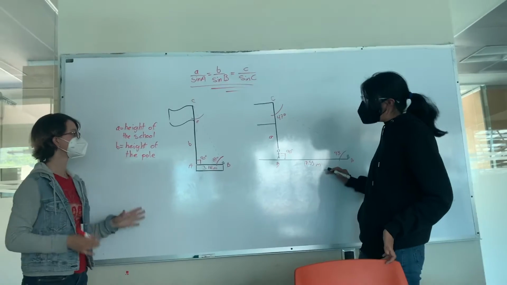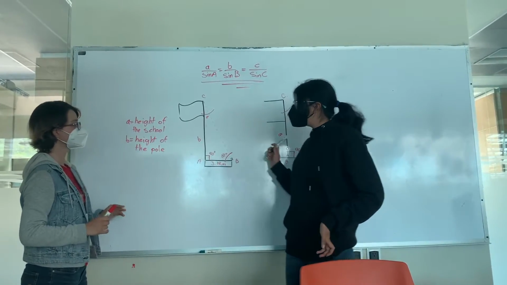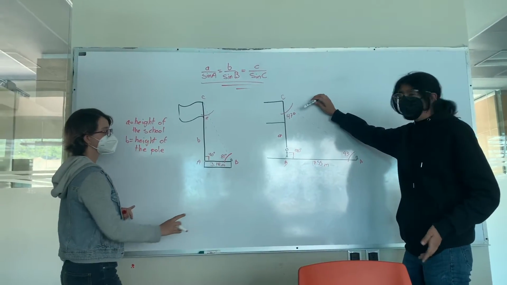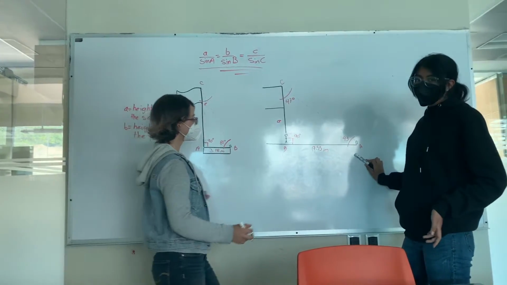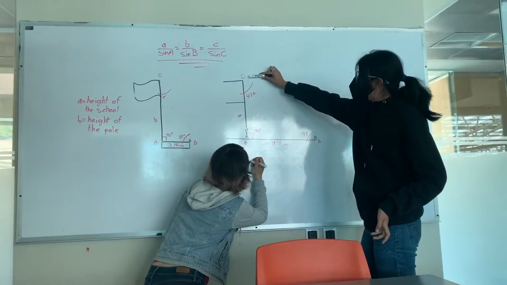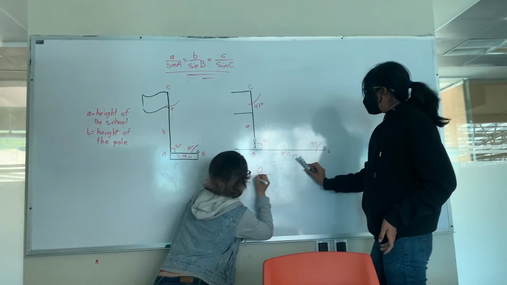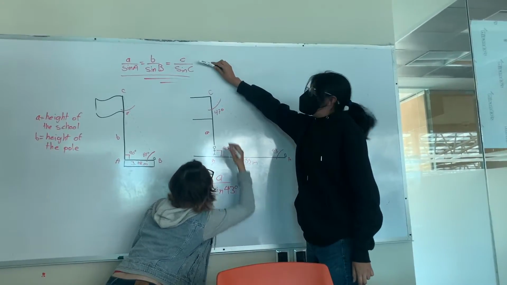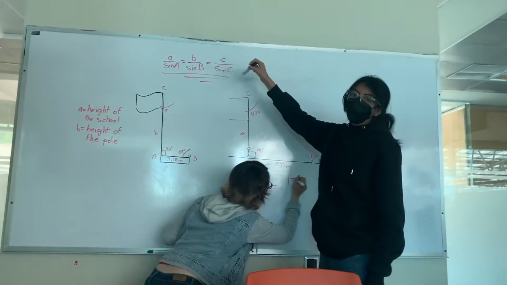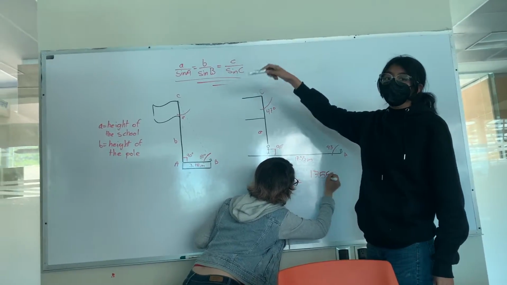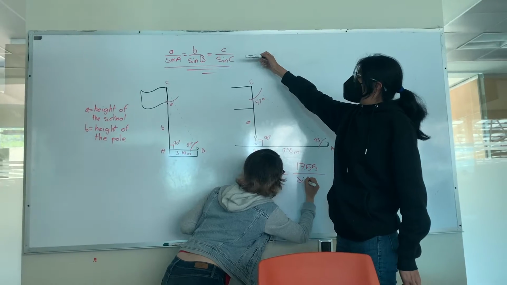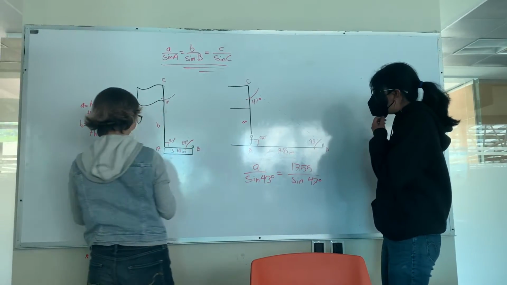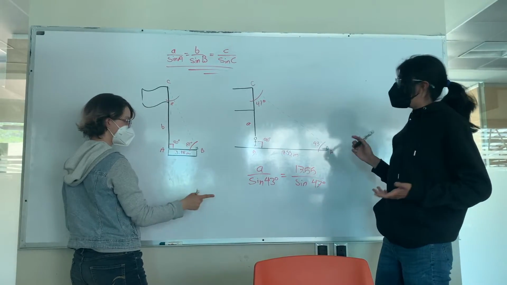So for this project, we have to get A, the height of the school, and B, the height of the pole. So for getting those heights, we have to calculate with the value of angle C and the value of side C. So we use the law of sines. That is this one: A divided by the sine of A equals B divided by the sine of B, and equals C divided by the sine of C. So we got this rule.